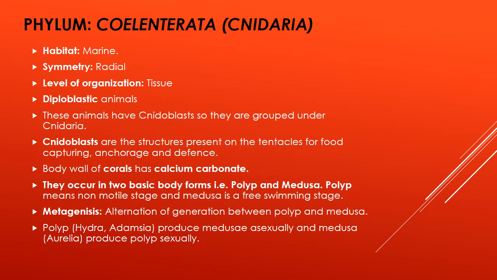Next one is Coelenterata. They are also called Cnidaria. Cnidarians or Coelenterata. Habitat is marine, symmetry is radial. Level of organization is tissue, diploblastic animals.